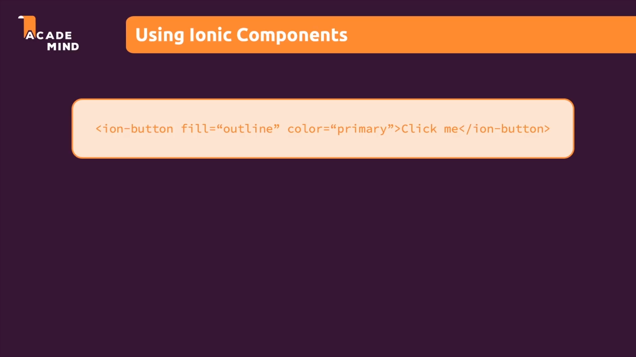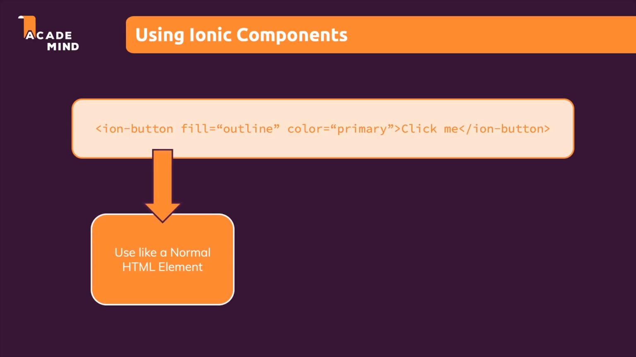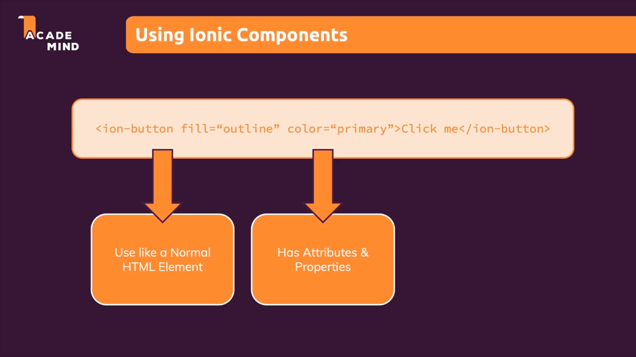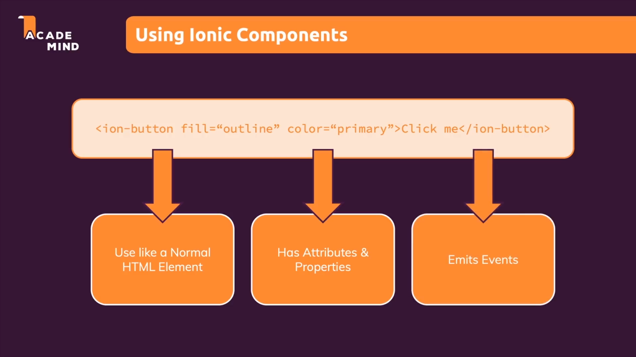So we will have these HTML elements, which we use like normal HTML elements. They also, as you will see throughout this course, can have attributes and properties which we can target either via JavaScript, or when we add it in markup like this, we can just add attributes like we always do on HTML elements. And they will also be able to emit events. So for example, on this button, we'll be able to listen to a click.